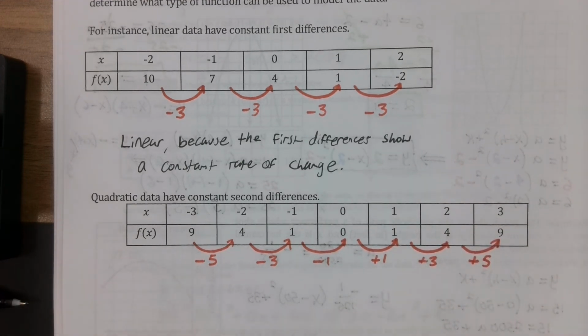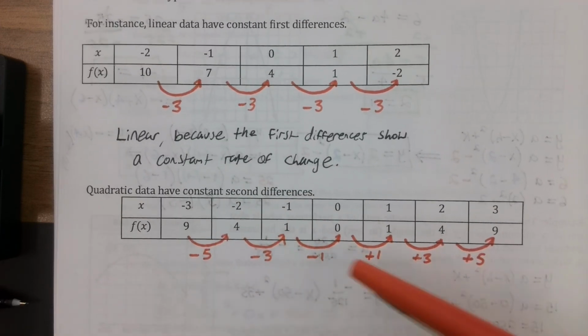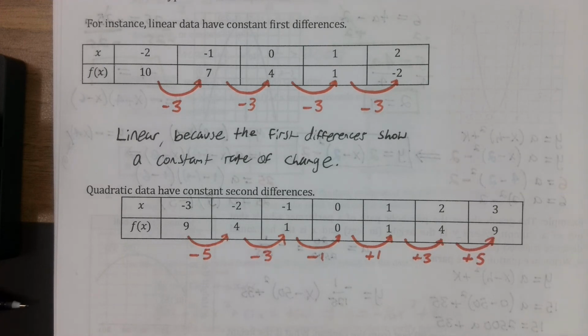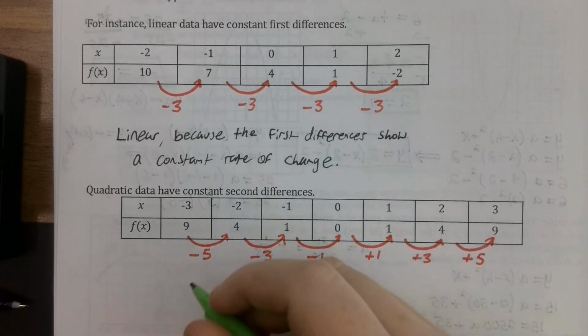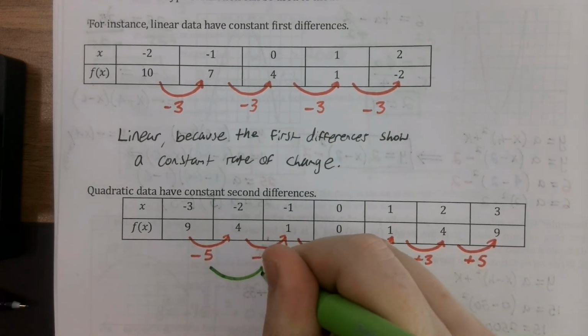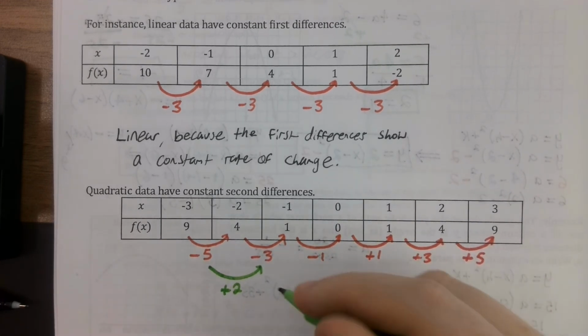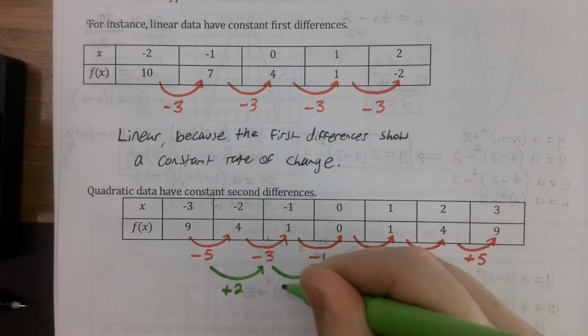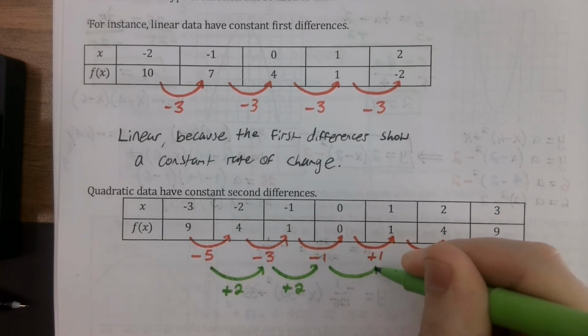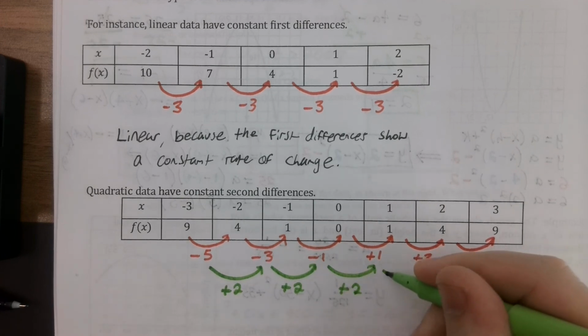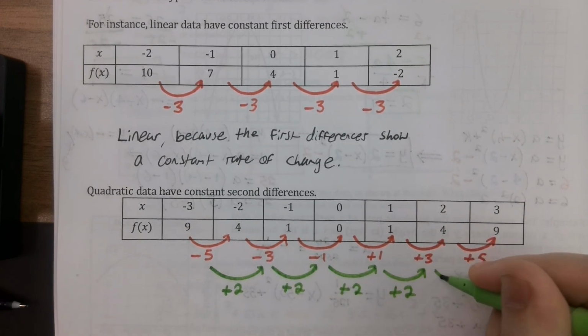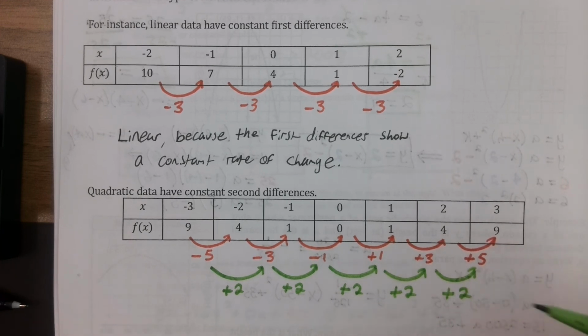Do we still see a pattern that exists? Well, it's not constant, right? The rate of change isn't constant because it's changing by different numbers every time. But if we compare these numbers, we might actually see some semblance of a pattern. Like, to get from negative 5 to negative 3, for instance, we could just add 2. And to get from negative 3 to negative 1, what can we do? Wait a second, we can add 2 again. And to get from negative 1 to 1, we could add 2. And to get from 1 to 3, we could add 2. And to get from 3 to 5, we can add 2. So what's going on?